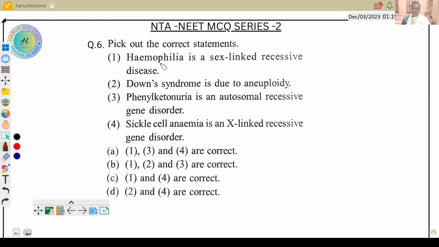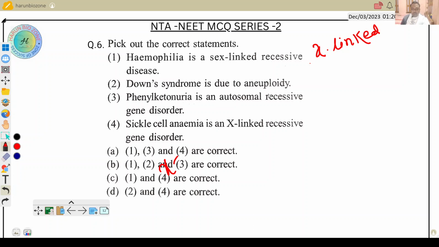Hemophilia is an X-linked recessive disorder. Sex-linked means the disease is related to the X chromosome.